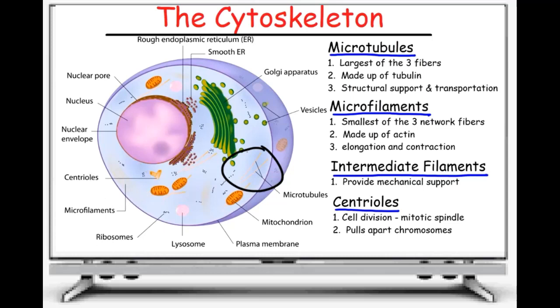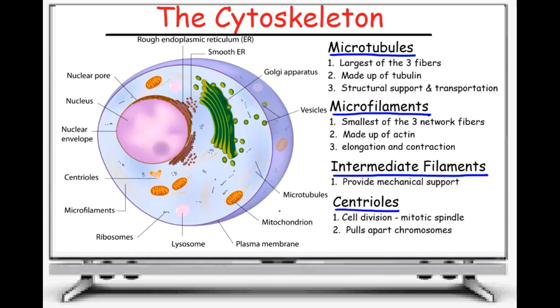Now the microtubules are made up of a protein called tubulin, and the microfilaments are made up of a protein called actin. The microtubules' purpose is to provide structural support and transportation services to the cell. So vesicles can move from one part of the cell to another part by means of the microtubules. The microfilaments are involved in elongation and contraction, so they assist the cell to move.